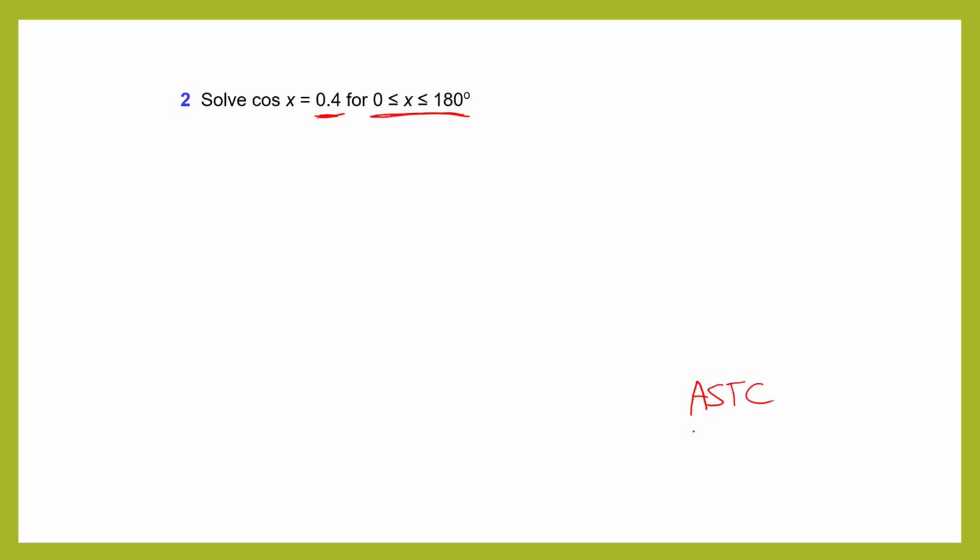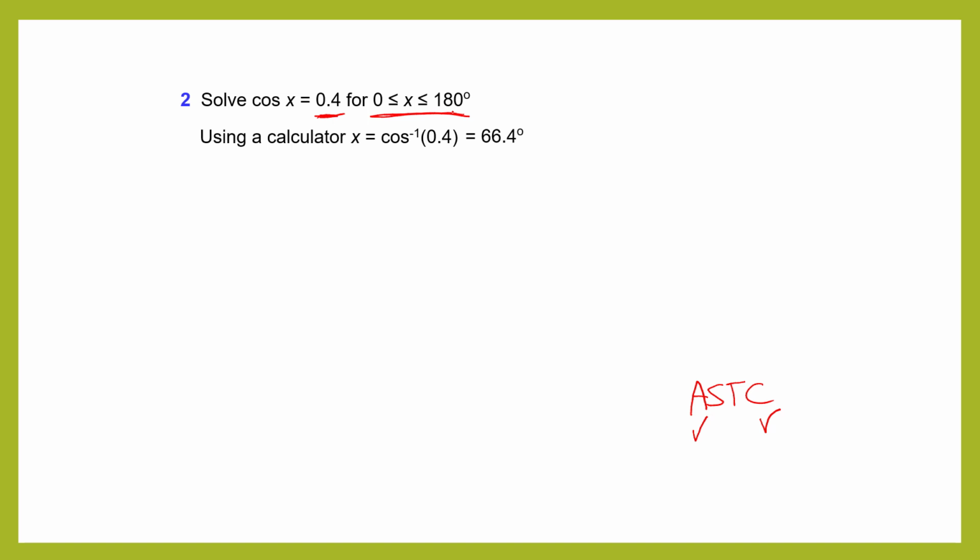Asterisk: all are positive. Sine, cosine, and tan are positive in the first quadrant. And then cosine is positive where as well? It's positive in the fourth quadrant. So now, since cosine x is positive, you are working in the first and fourth quadrant. But here you are required only to find the answer between the first and second. So you need to find one answer only.